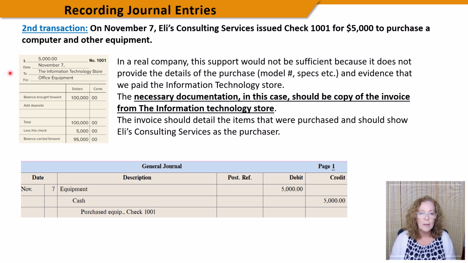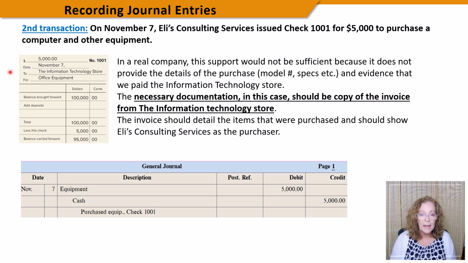The accountant's job is that of the guardian of the general ledger, the place where all general journals are permanently saved. And the general ledger is the foundation for the financial statements. It is definitely not an understatement to say that the basis for all financial statements begins with the accountant's general journal and the supporting documentation. The necessary documentation in this case should be a copy of the invoice from the information technology store. The invoice should detail the items that were purchased and should show Eli's Consulting Services as the purchaser. Accountants are responsible for verifying proper documentation before recording any entries.